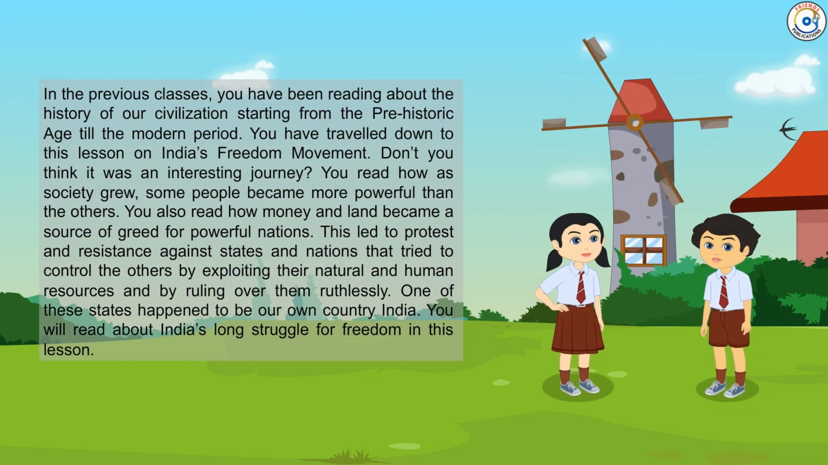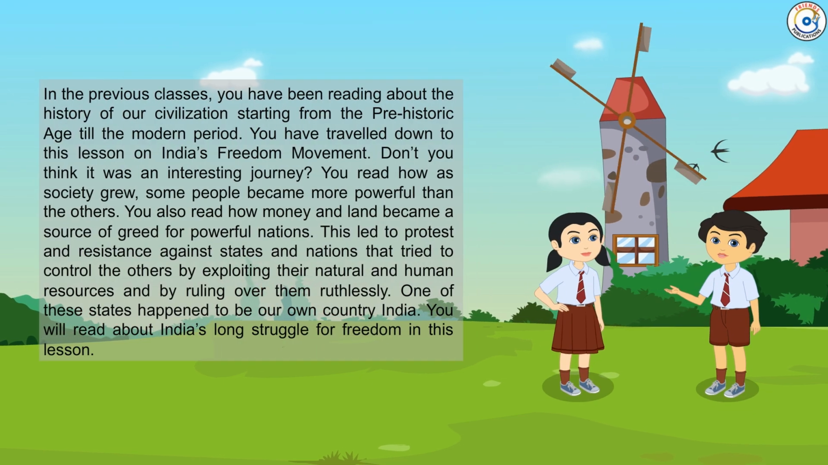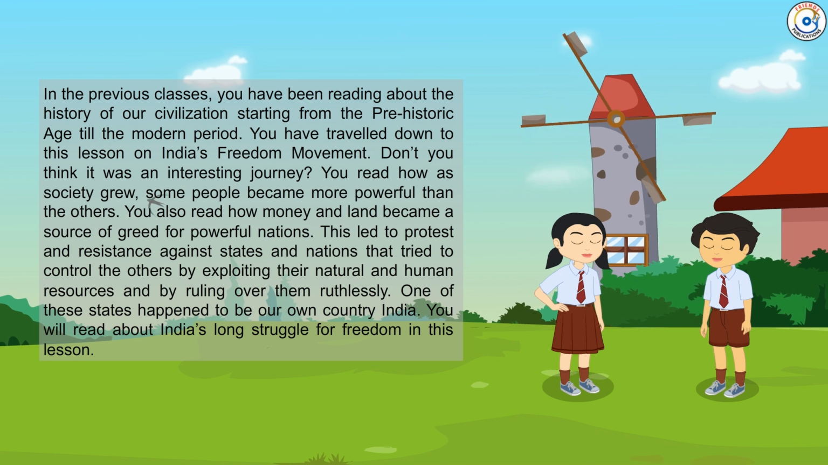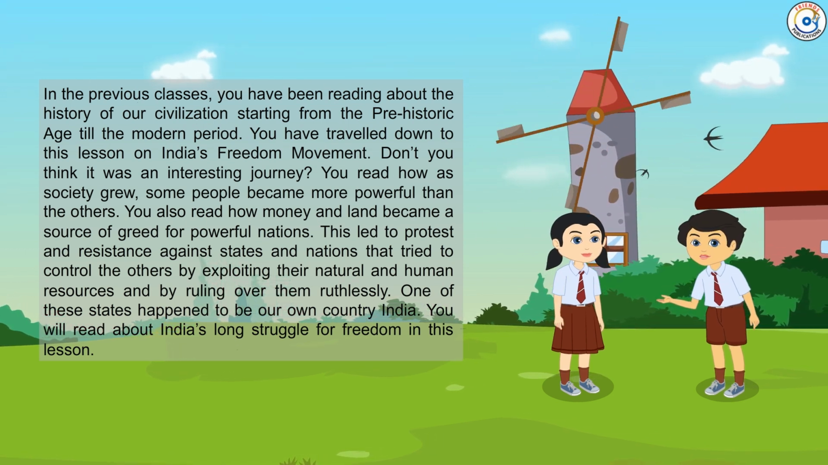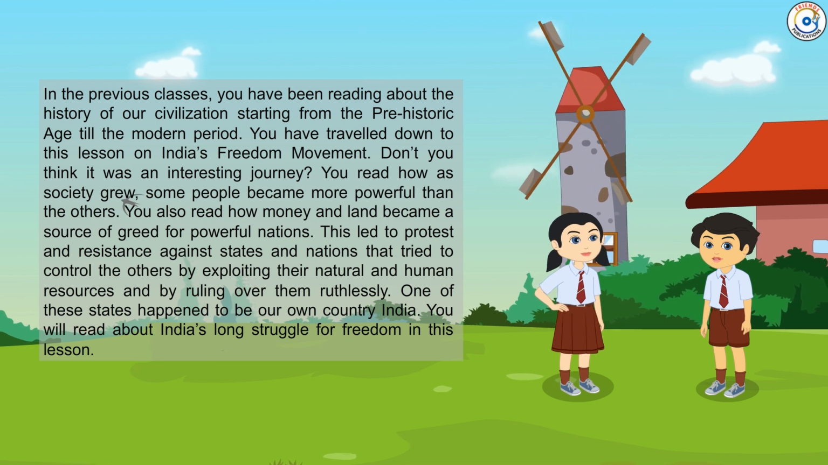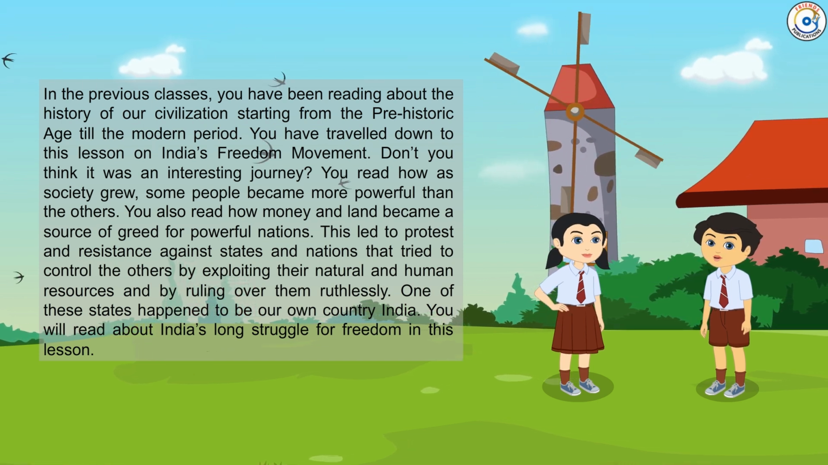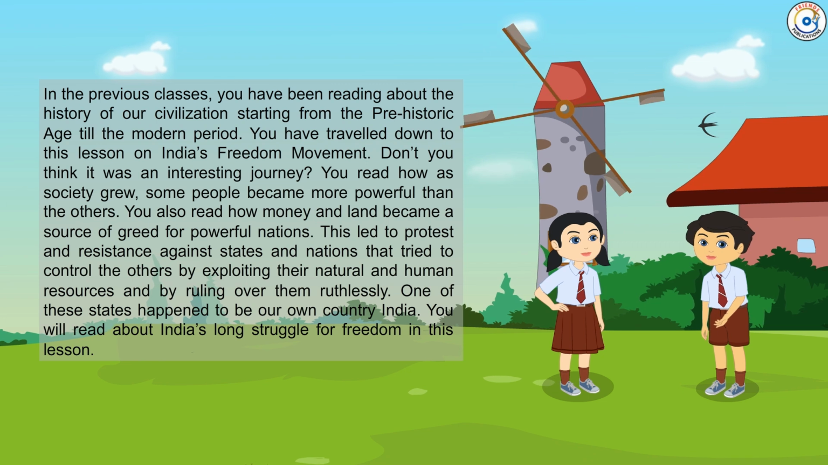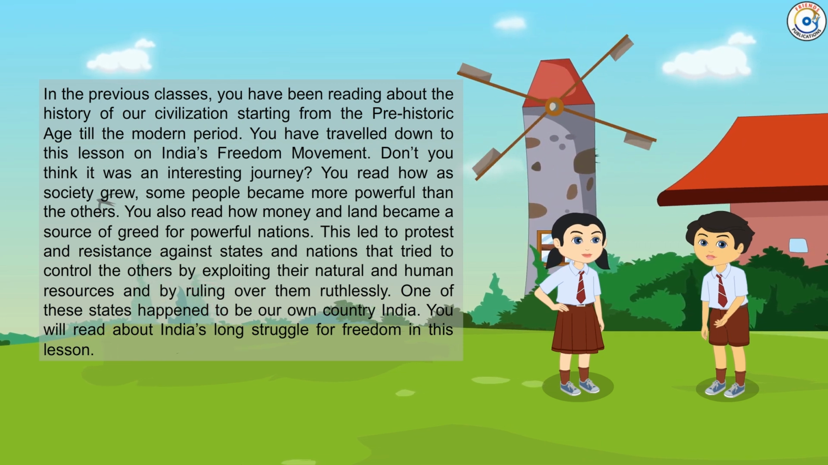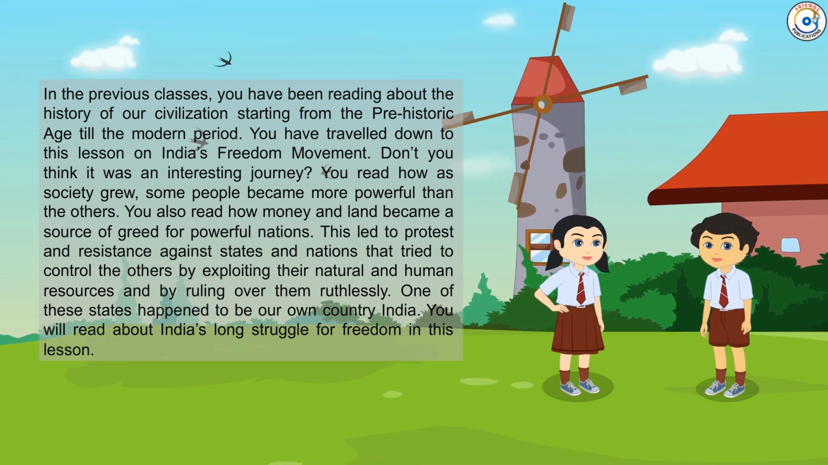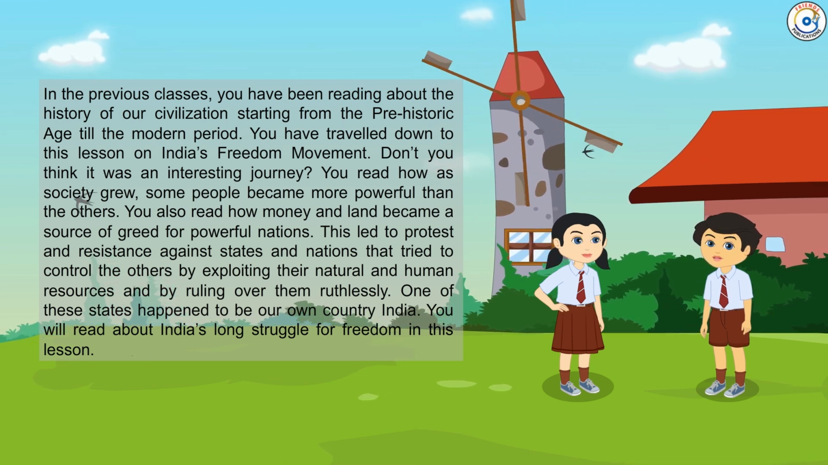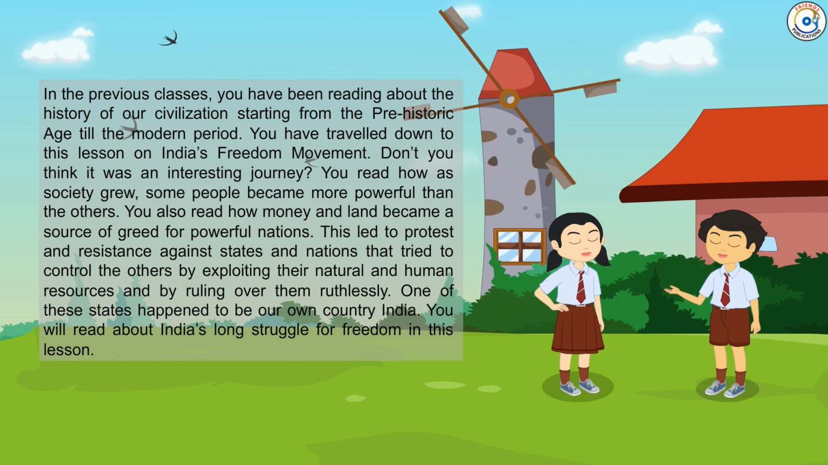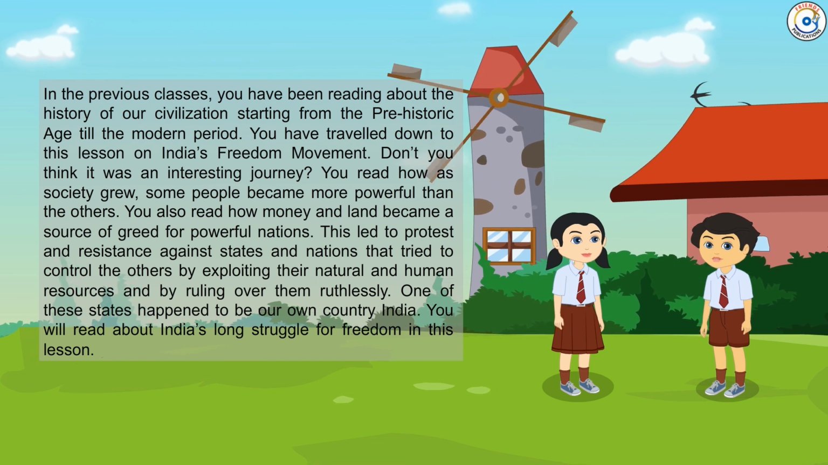In the previous chapter, you have been reading about the history of our civilization, starting from the prehistoric age till the modern period. You have travelled down to this lesson on India's freedom movement. Don't you think it was an interesting journey? You read how as society grew, some people became more powerful than the others. You also read how money and land became a source of greed for powerful nations.